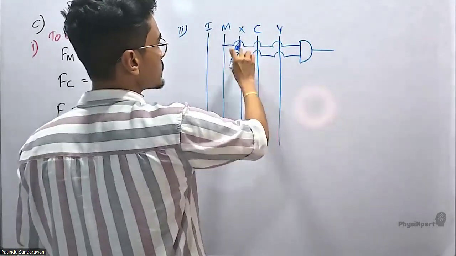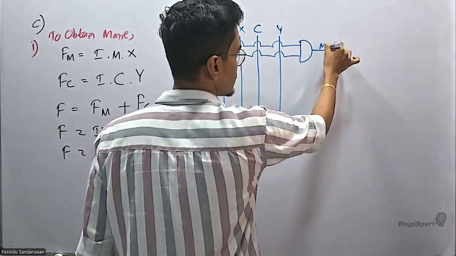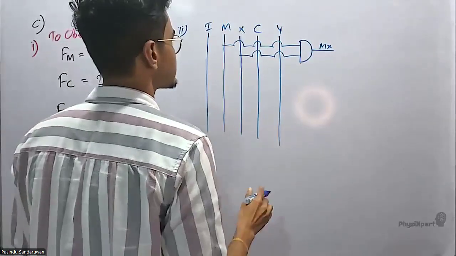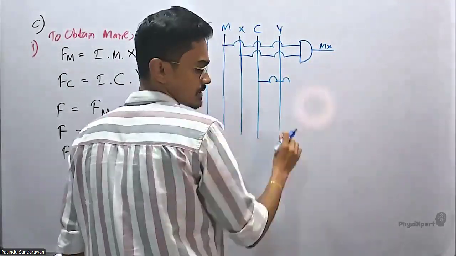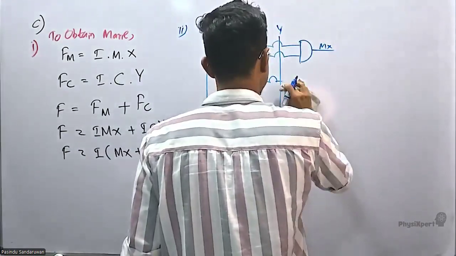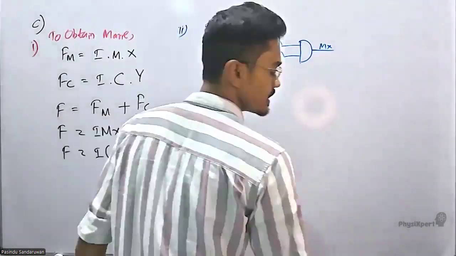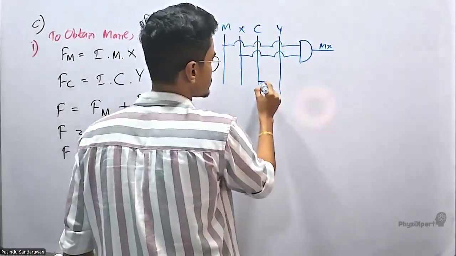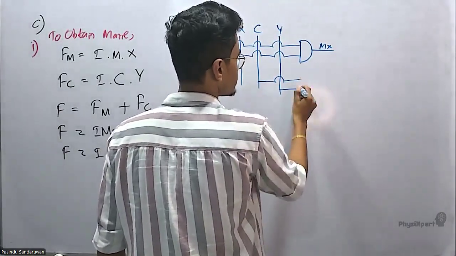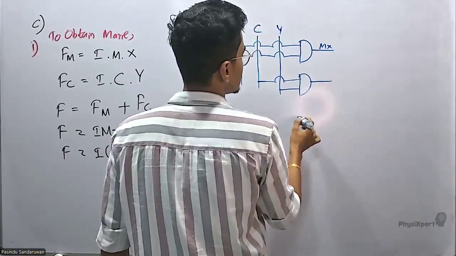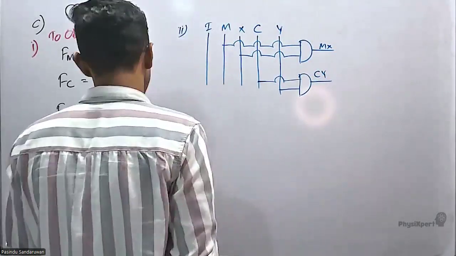Now as the output, M comes here, X comes here. The function is dot here, so MX comes as the output. Then I need to create CY. Take C from here and Y from here. Connect an AND gate again. From here C comes, from here Y comes, and CY comes out. And take the addition.